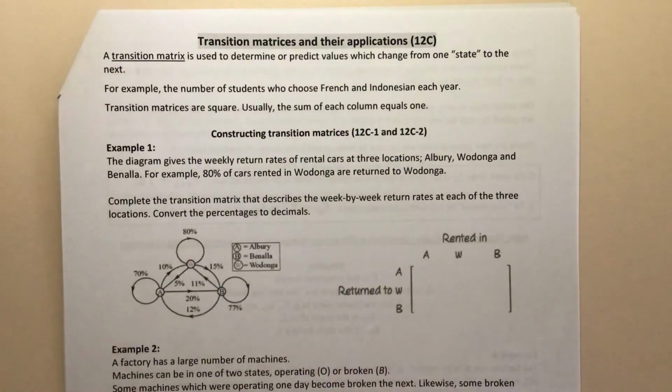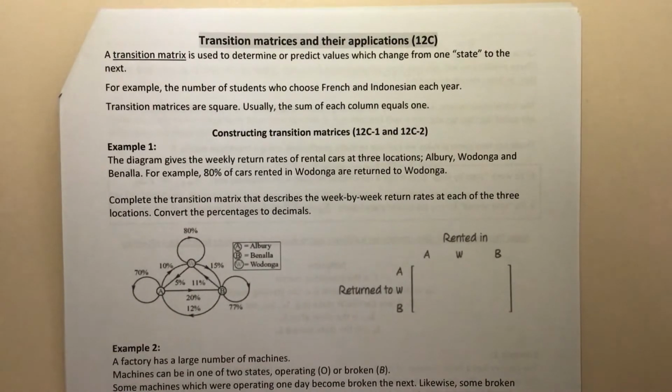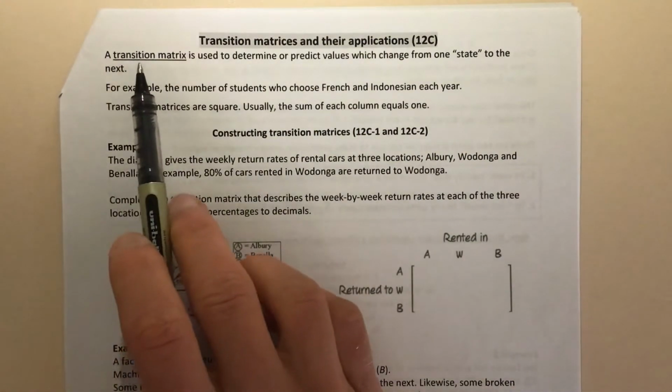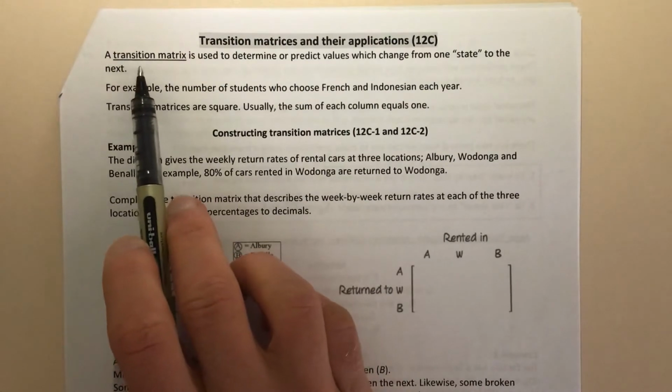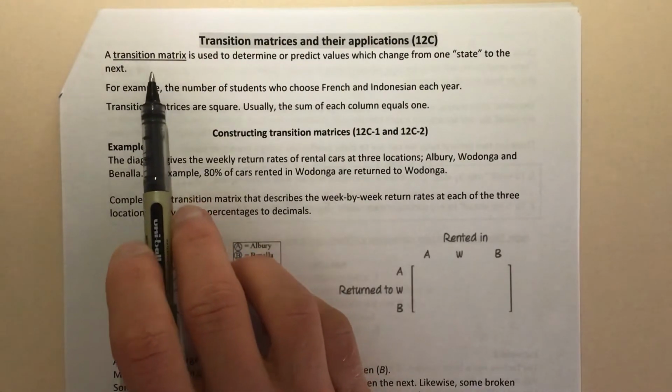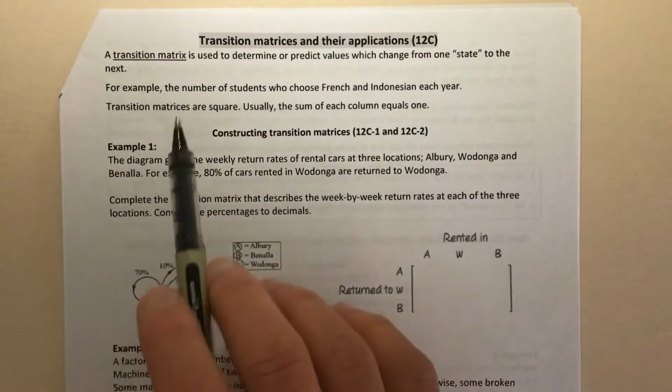G'day further math students. In this video we're going to start to look at transition matrices, and we're actually going to have 2 or 3 videos where we look at transition matrices because there's a lot to understand in this topic. Obviously we know what a matrix is. A transition matrix, well, the word transition just means to change. So a transition matrix is used for questions where values are changing over time.